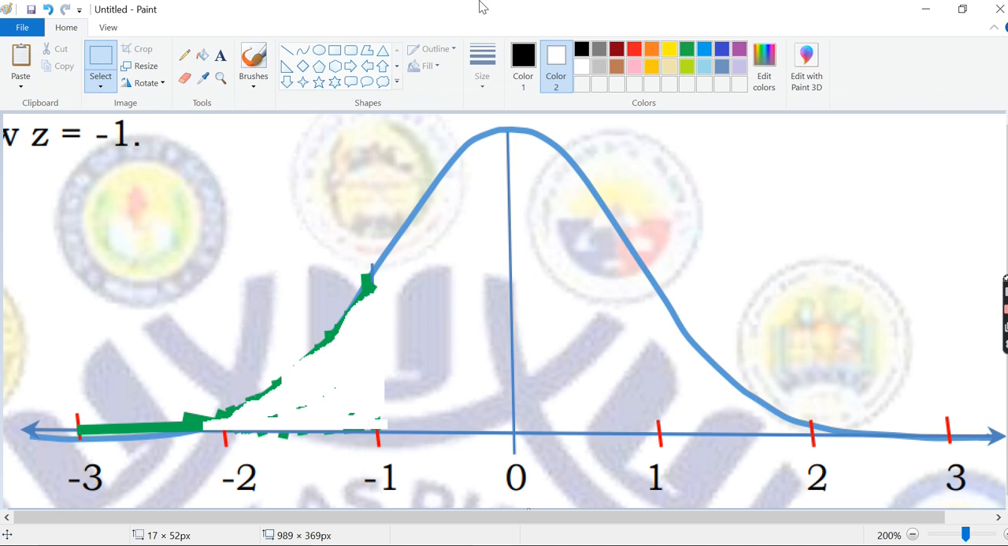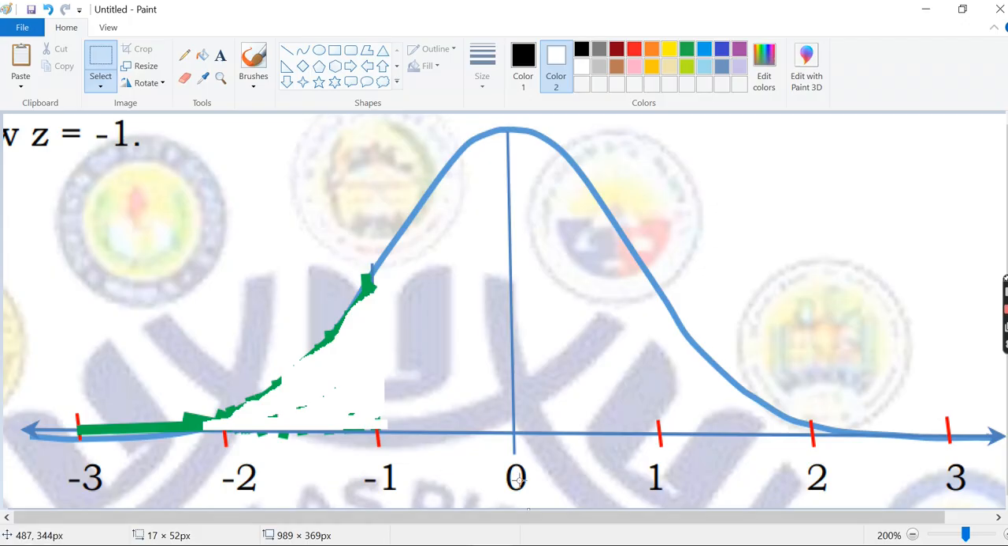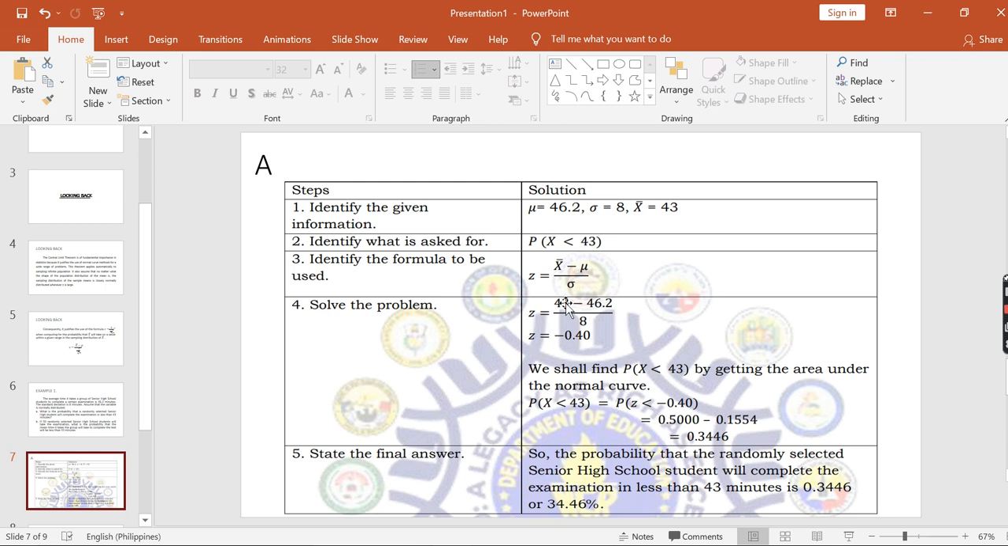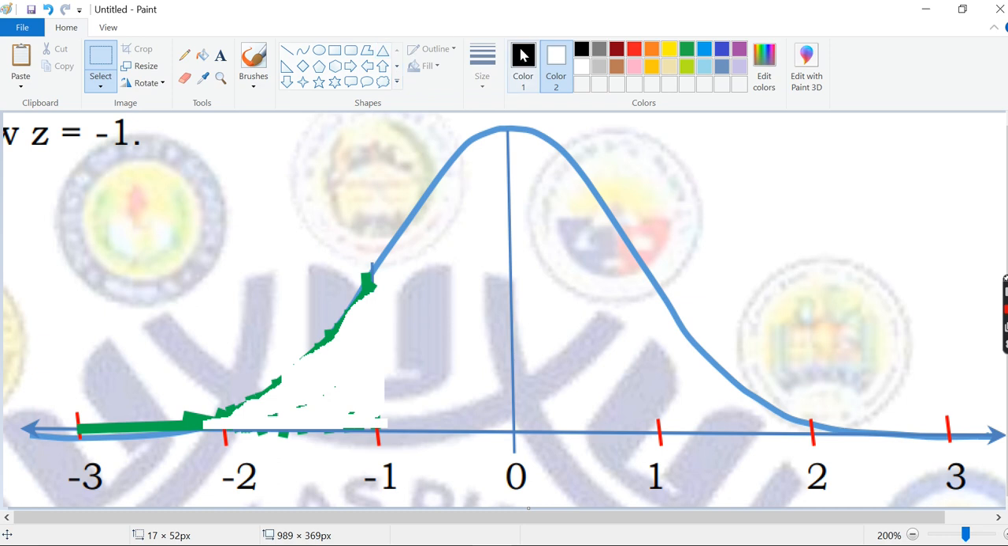Okay, so assuming this is our graph, remember the middle part of the graph of a standard normal distribution is the mean. So the value of 46.2 is in here. Now, the negative 0.4 corresponds to the sample mean of 43. Since it is negative, it is on the left part of the 0, so it's between here.